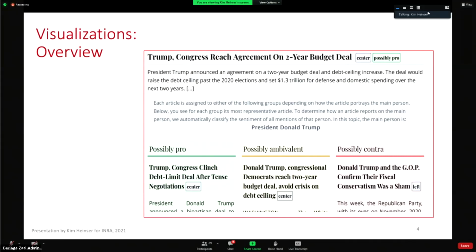So we have articles that are rather positive about a person, articles that are rather negative, and then in the middle, ambivalent. It's important to note that in this case, ambivalent does not mean neutral. It just means that there would be the same rate of positive and negative sentences about a person. Additionally, we also have tags. So you can see there are tags center, center, left. These articles are also tagged along their outlet's political slant.